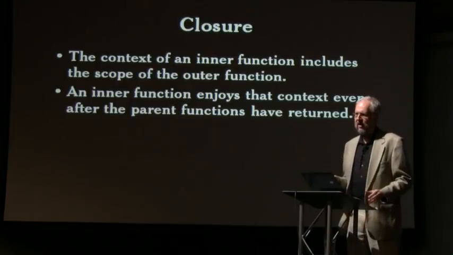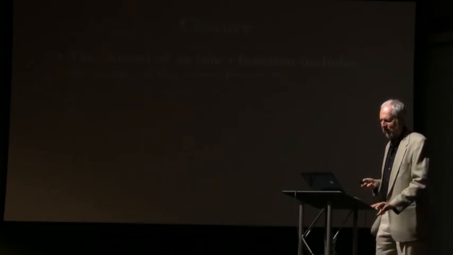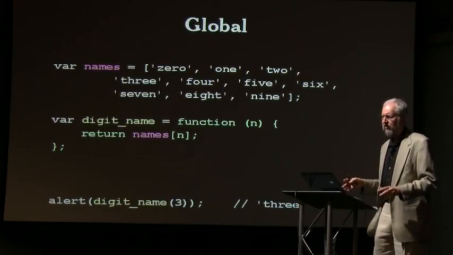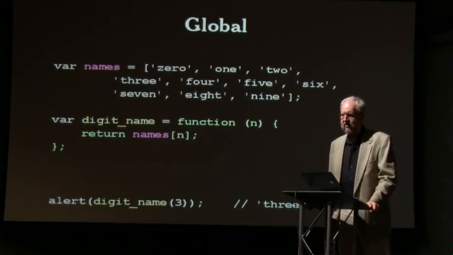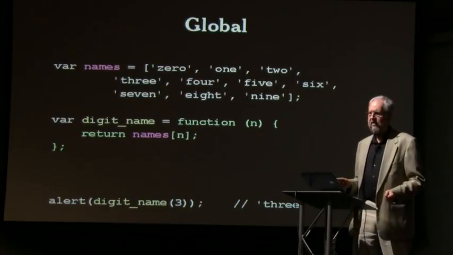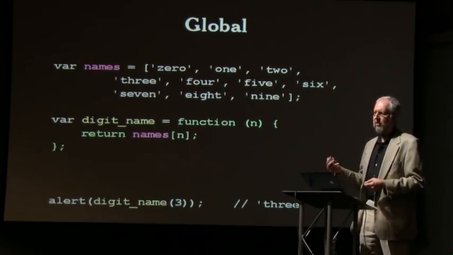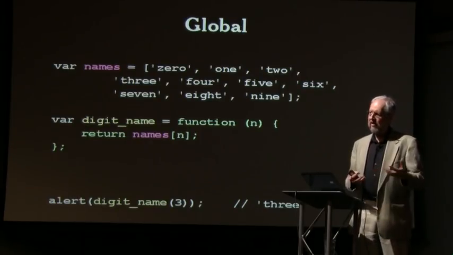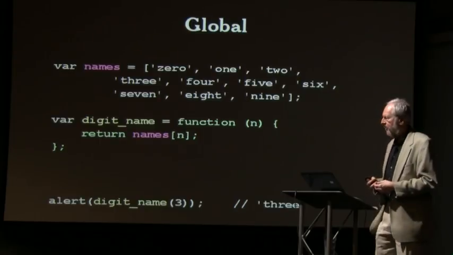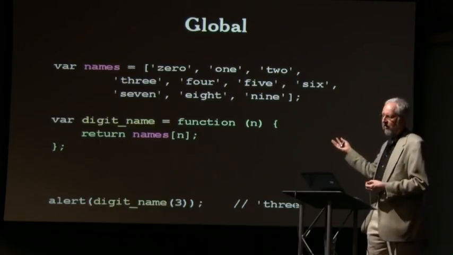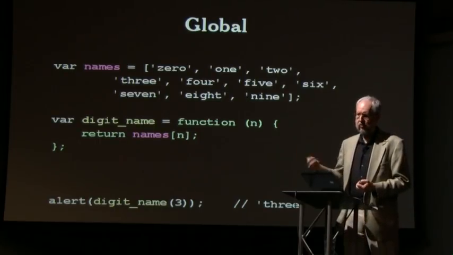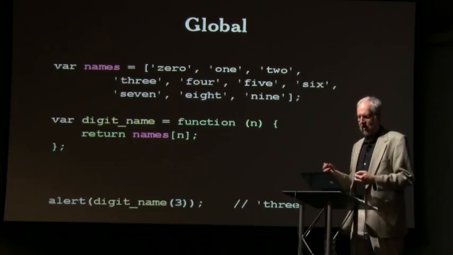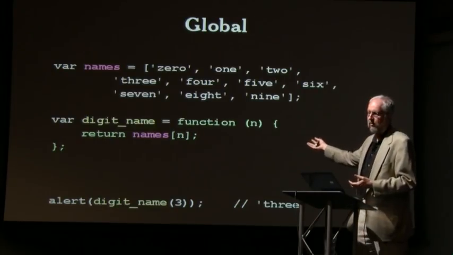So I've got a lot of examples to show you what this means. I'll start with a simple one. I've got a function called digit name. Digit name will take a number as an argument and will return the name of that number in English. And it will take advantage of an array of strings that's stored in names. And as you can see, it's a really simple function.